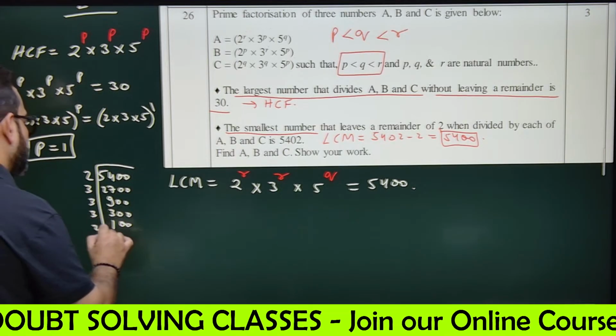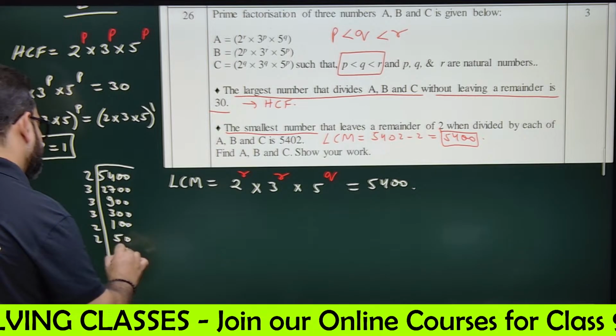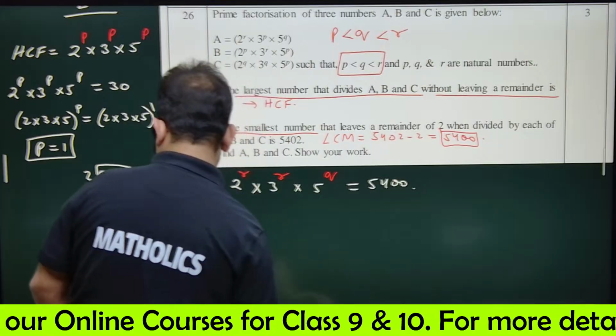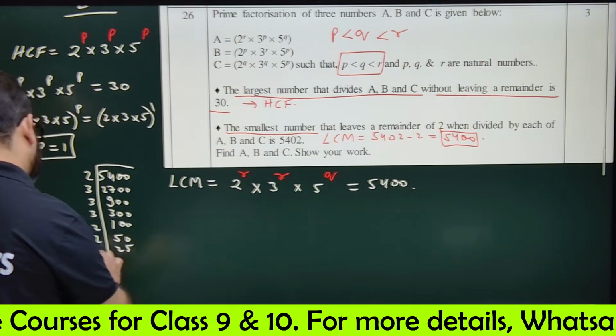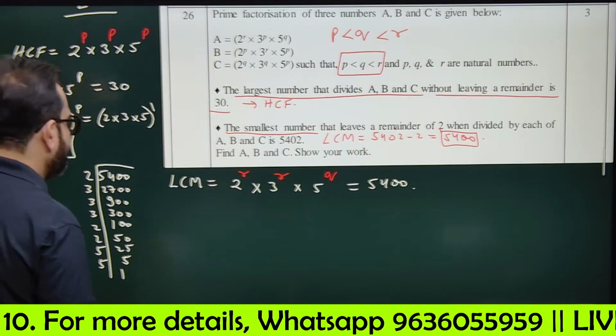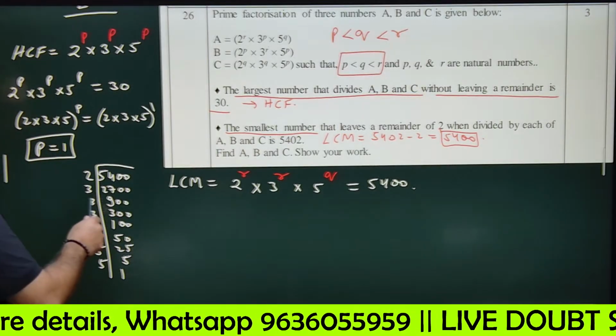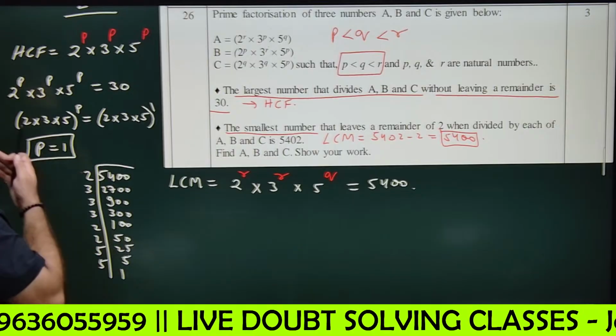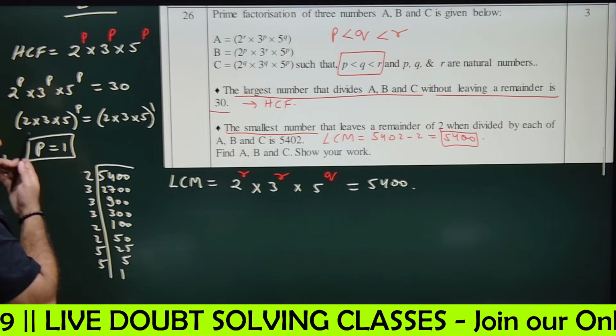Now again do 2. 2 5s are 10, 0. 2 25s are 50, then 5 5s are 25, and 5 1s are 5. So what will the prime factorization be? 3 3s are 9, 27. 27 into 1, 2, 3, 8. 25, 27, 28. Okay, done.